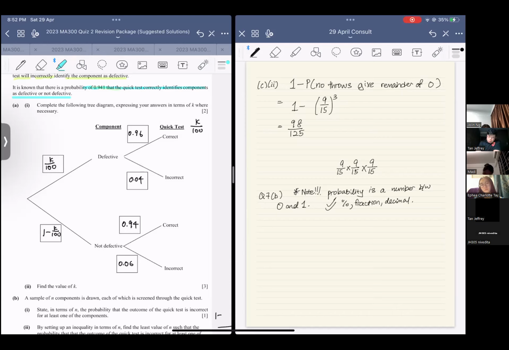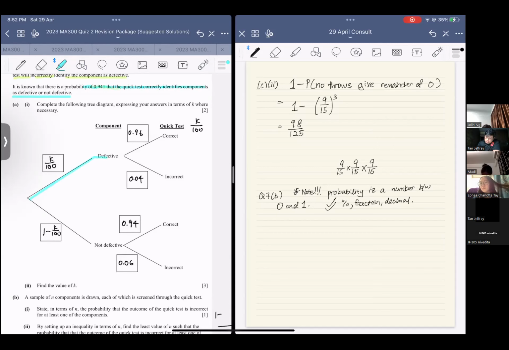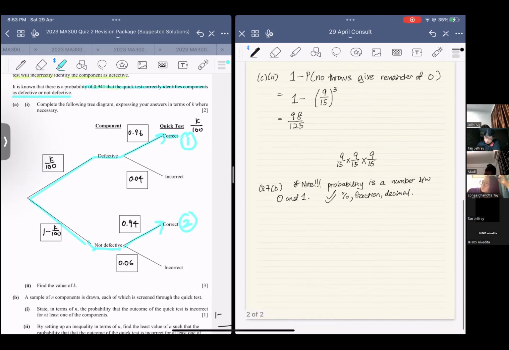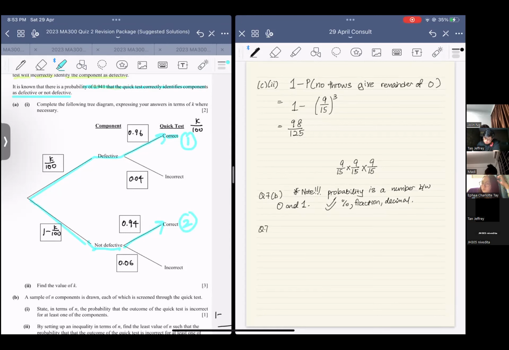The test is correct. Okay, so what does it mean? If it's defective, and the test is correct, this is one of my outcomes. The second one is over here. If it's not defective, and the test says correct, this one is a good product. So basically these two in blue add up to 0.941. So route number 1 and route number 2 add up to 0.941. Is that okay? Can.